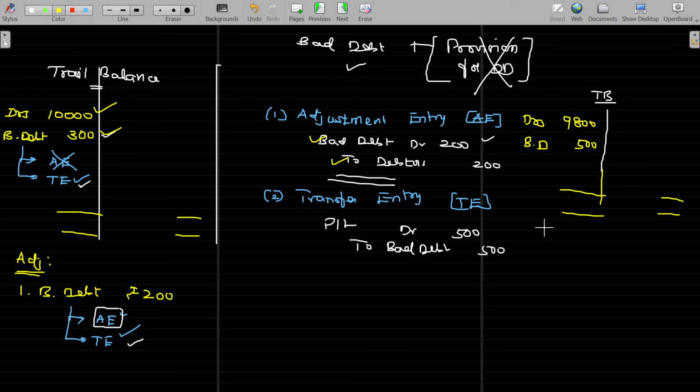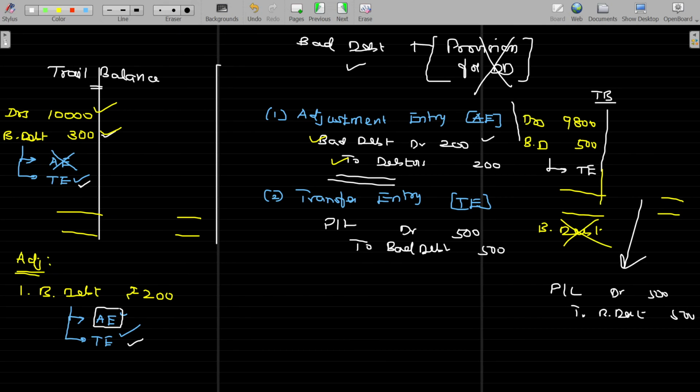Because of this appearance, the bad debt given in the adjustment has disappeared. Now what you have to do is only the transfer entry for the bad debt available in the trial balance. Whatever is available in the trial balance, we pass only the transfer entry. We don't pass the adjustment entry, because after passing the adjustment entry, it comes inside the trial balance. So hereafter you do no adjustments, only the transfer entry. The journal entry here would be P&L account debit to bad debt, 500. Is that okay? Hope you could understand.